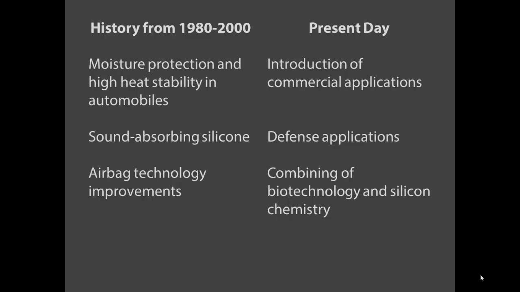Now, from the 1980s to the 2000s, silicone is more present in cars, and it's also found to be sound absorbent. So not only is it being used in cars in airbag technology, but it's also being used in cars as a means to absorb the noise pollution. Today, silicone is being introduced in commercial and defense applications, and we're just starting to utilize it in combination with biotechnology and chemical engineering. So it'll be really interesting to see what kinds of new technologies will come out of that.